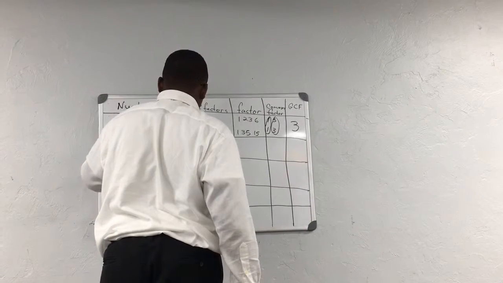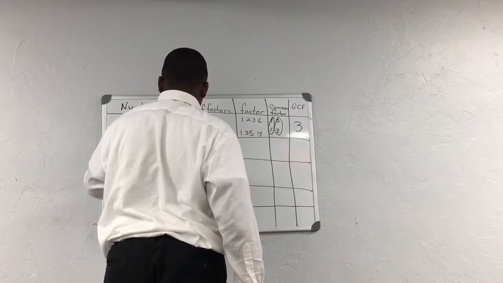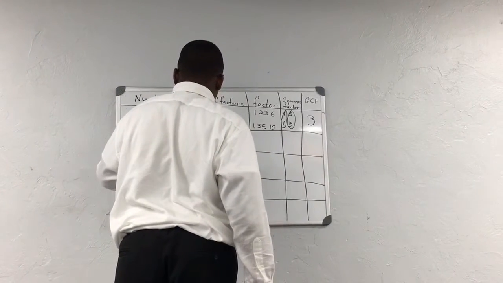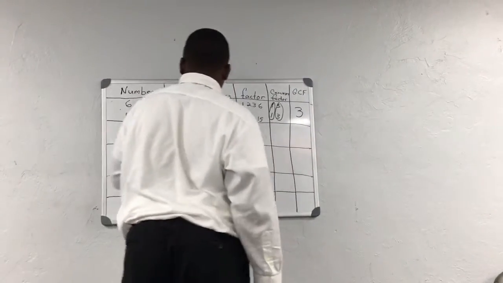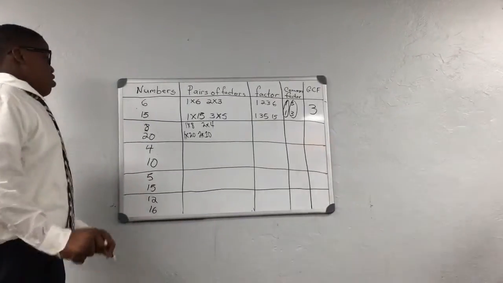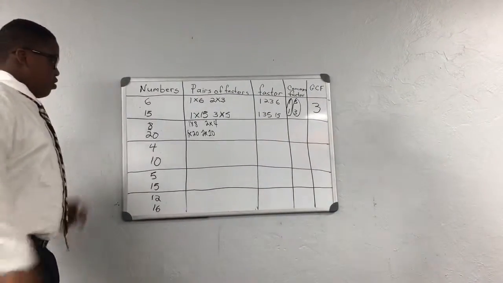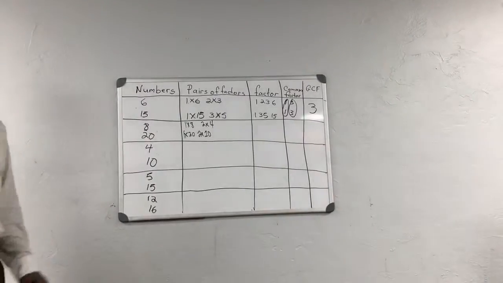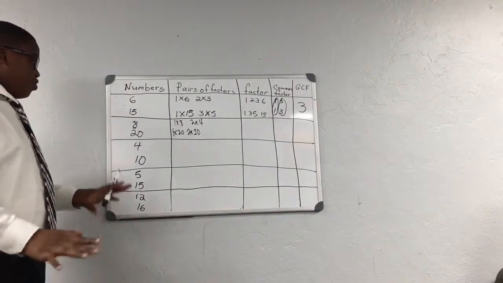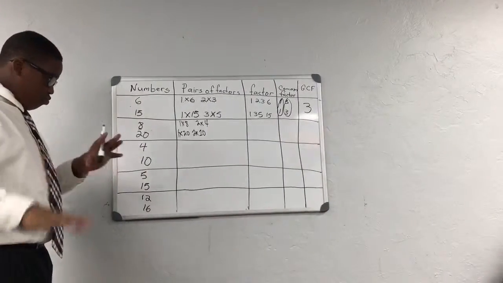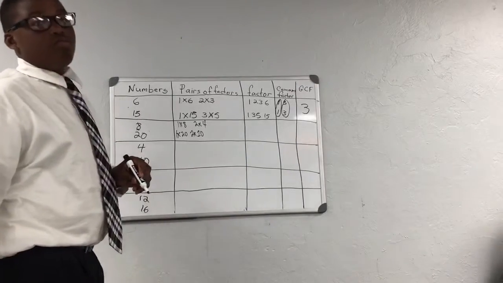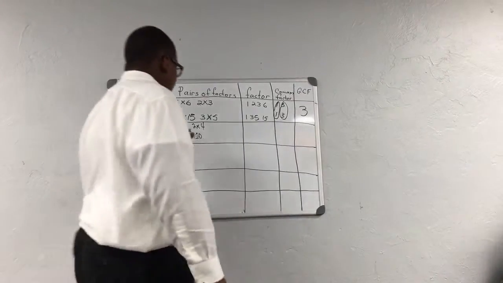Okay. Jaira's looking at the numbers 8 and 20. Turn to the side, Jarvis, so they can see it. He said 1 times 8 is 8, and 2 times 4 is 8. And then what did you say? 1 times 20 is 20. 2 times 10 is 20. Are there any other factors? 5 times 4 is 20.